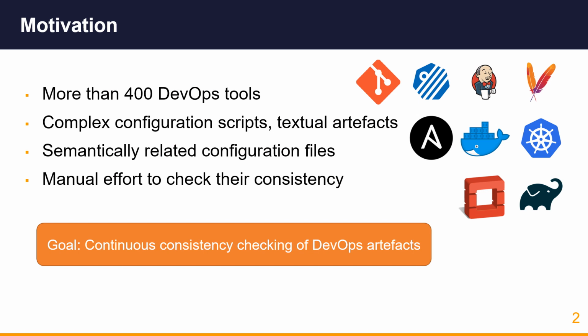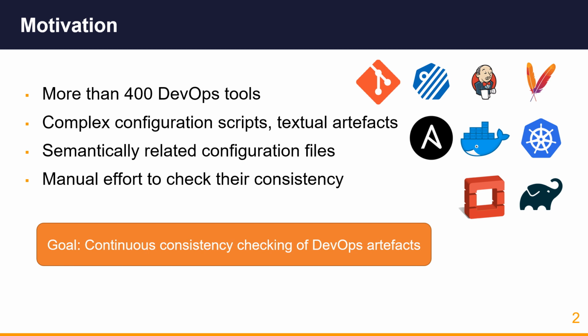The motivation of the research was that there is a broad landscape of DevOps tools which help the work of software engineers to build, test, and continuously deploy new versions of their software to production or to test environments. These DevOps tools use different configuration scripts, textual artifacts, to set up these DevOps pipelines.